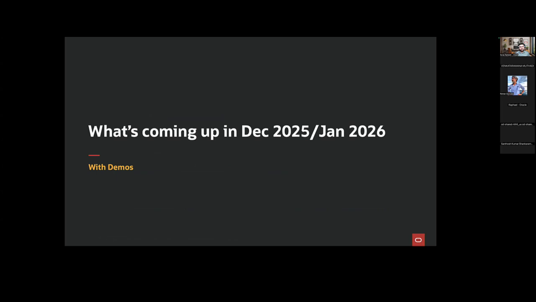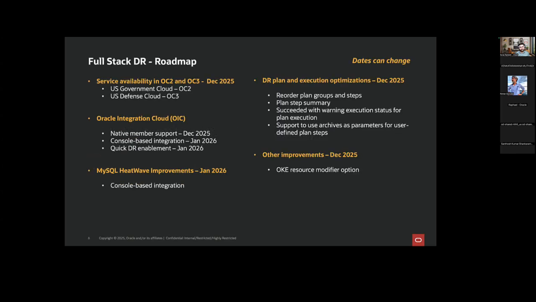Cool. So the next section, as I mentioned, I'm going to talk about the upcoming new features coming up in December, January. Again, the timelines could change, and also the features can slip here and there. So that's why I've made a clear safe harbor statement. The first thing, the big one, is we have a lot of customers who are asking for the service availability in the US government cloud and defense cloud. That is going to be rolled out this month. So if you have any customers who are looking to use full stack DR in those two realms, then you have great news of using the service in those two regions.